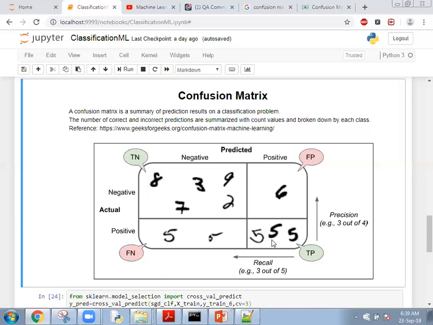And next one, the positive and positive intersection. So it will be considered as the actual was positive and we predicted also positive. That means that our prediction was correct. That means true, and we predicted the value as positive. So that's why it is TP. It is a simple understanding of the confusion matrix.